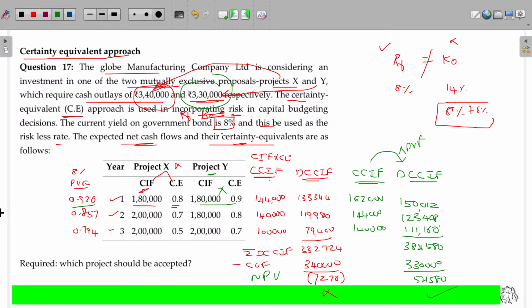Now, the last one, the adjusted net present value method. This adjusted net present value, the next method, is not applicable for the CA students.